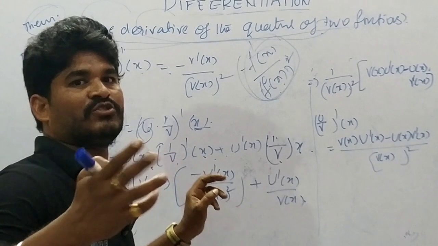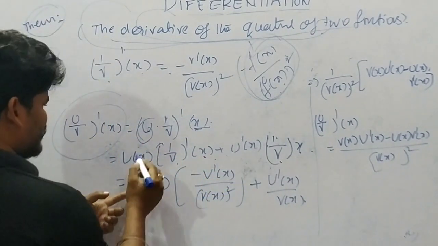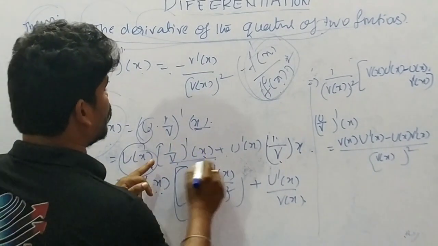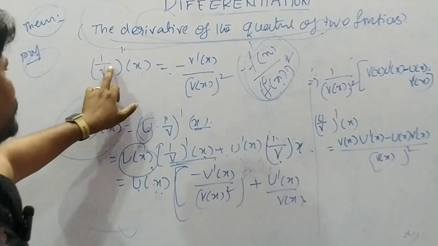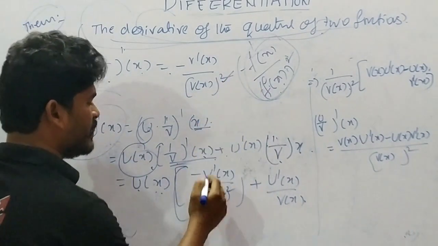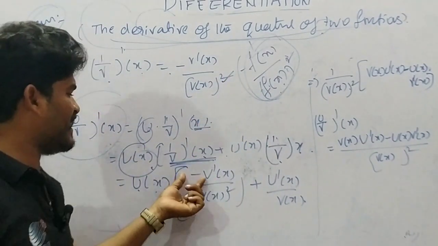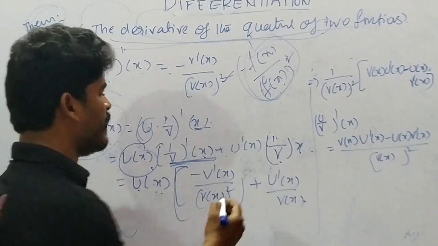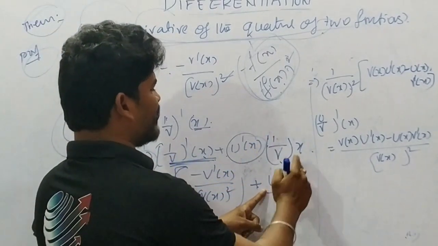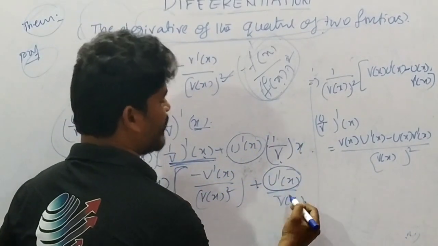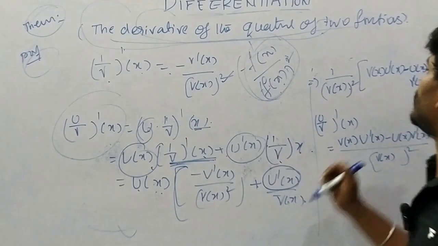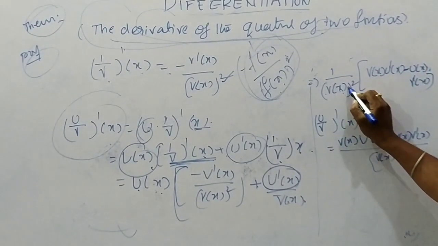Whenever we take the derivative of the sum of two terms, here u of x we will take in common. Before, you have said that (1 by v) dash of x equal to minus v dash of x divided by v of x whole square. So we substitute this value, minus v dash of x divided by v of x whole square, plus u dash of x divided by v of x. So from this above equation, we get 1 by v of x whole square.